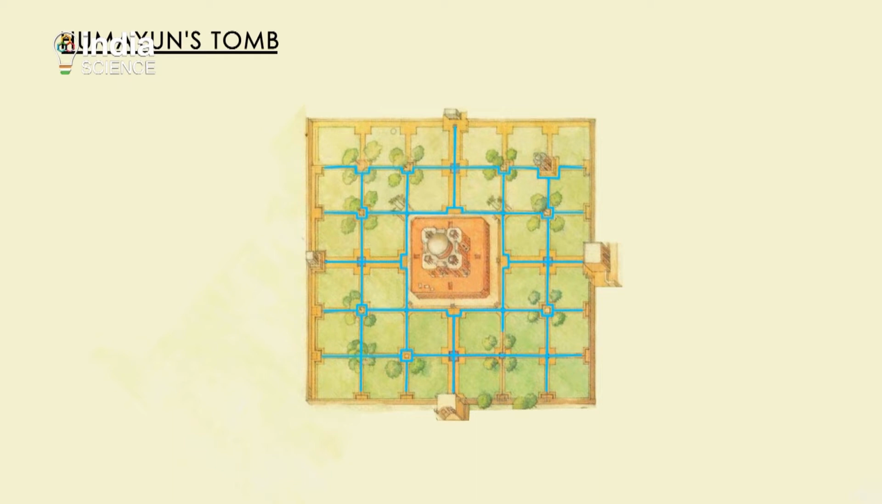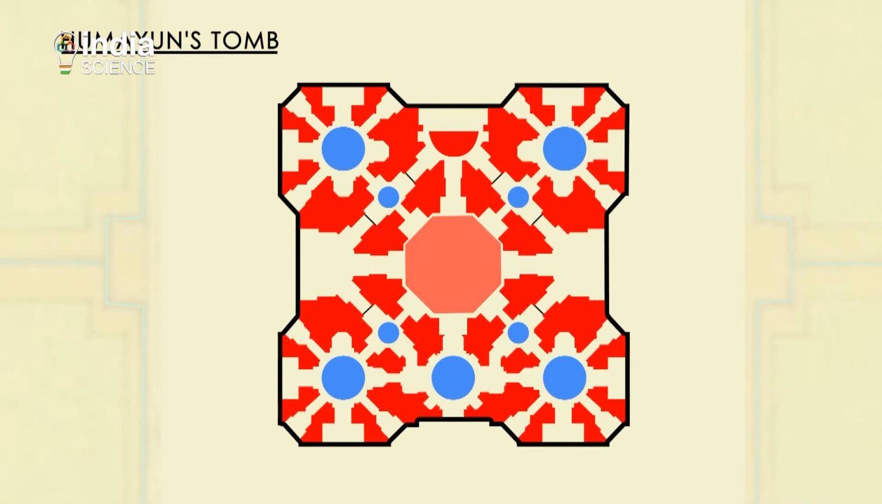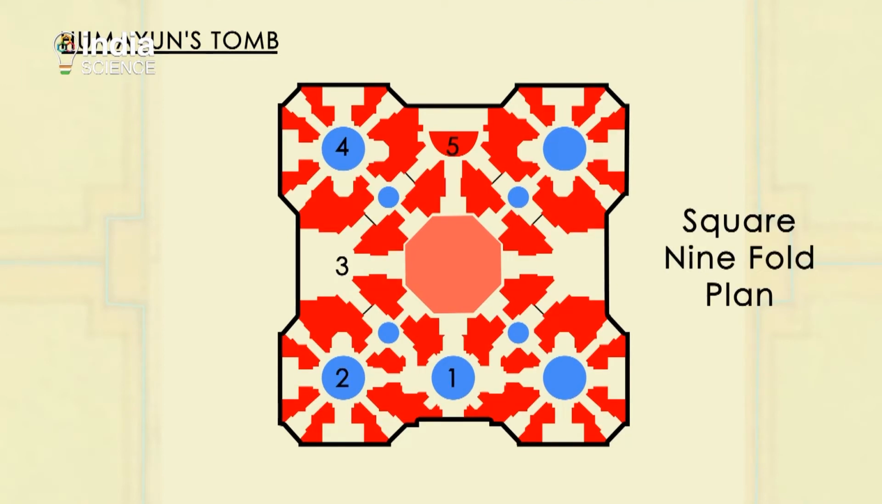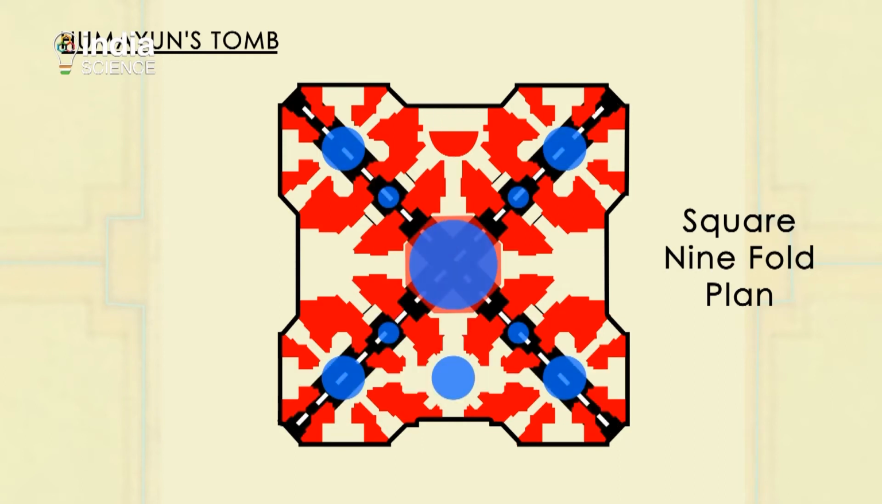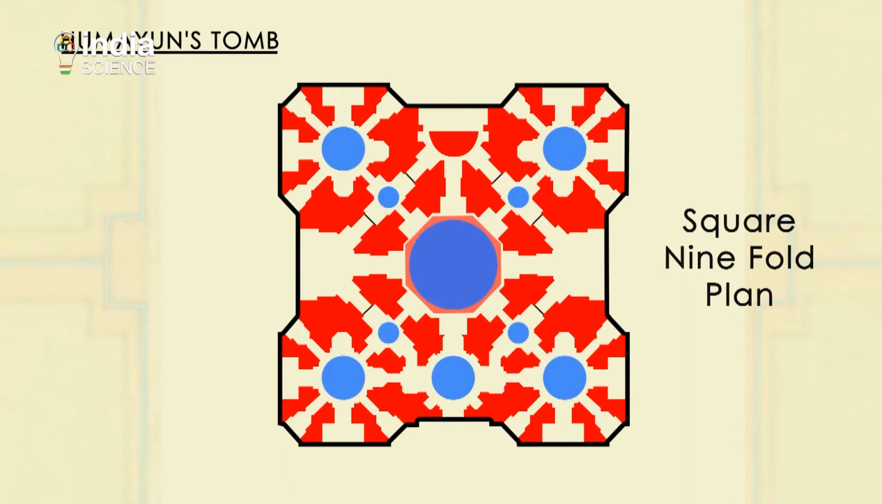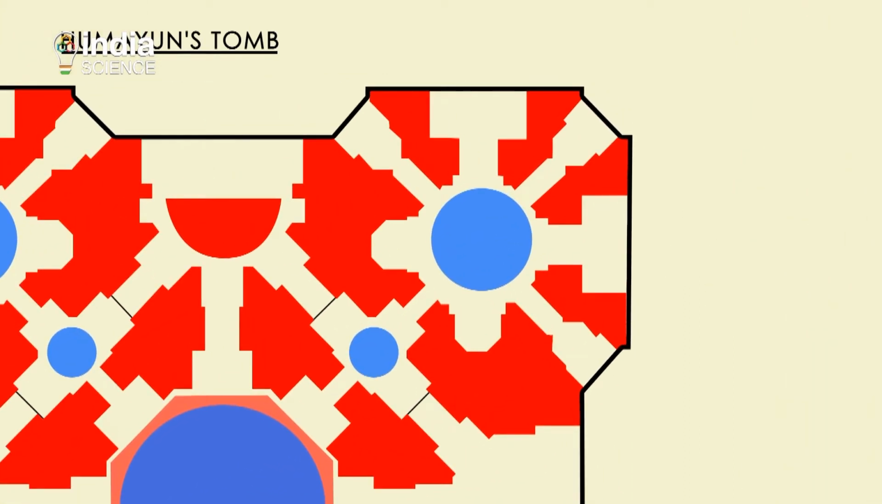Now the plan of the tomb itself is also interesting. It is a square 9-fold plan where 8 two-storied vaulted chambers radiate from the central double-height domed chamber. The chambers of each level are interconnected by straight and diagonal passages. In Humayun's tomb, each of the main chambers has in turn 8 more smaller chambers radiating from it.